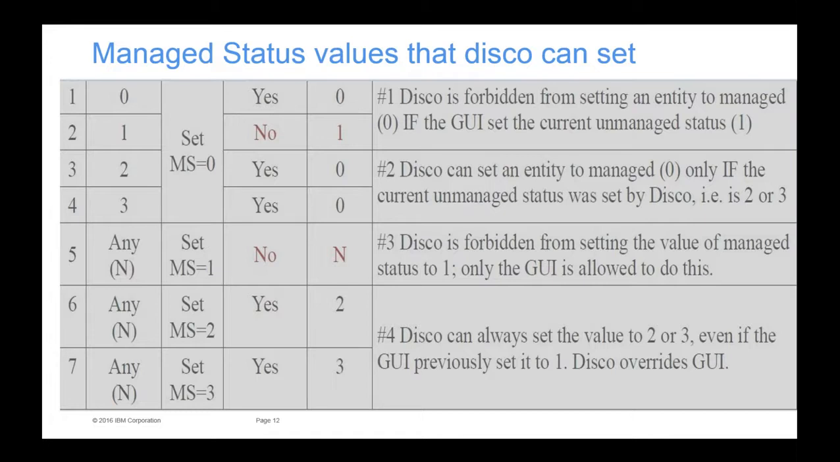With a value of 2 or 3, is DISCO allowed to manage that device? Yes. DISCO can set an entity to managed only if that current unmanaged status was set by DISCO, i.e. with the tag managedEntities.stch setting a value of 2 or 3, then DISCO is allowed to manage that device. Of course, you'd have to change your scope and also change the stitcher to remove any interfaces that were being set to 2.